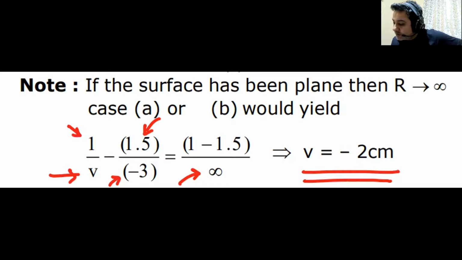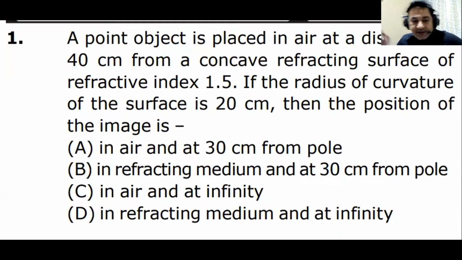And this is the question that is coming on your screens right away as soon as I cut it from this thing. Here it comes. A point object is placed in air at a distance of 40 centimeters from a concave refracting surface of refractive index 1.5, which is glass. If the radius of curvature of the surface is 20 centimeters, what is the position of the image? And I wait for your answers.